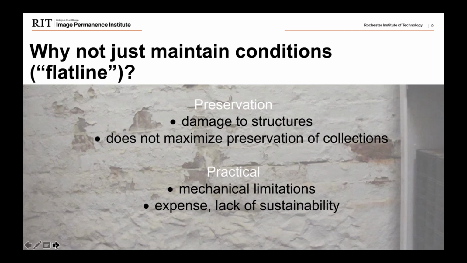And additionally, it's not always practical. We mentioned before, but it is very difficult for mechanical systems to turn out a constant flatline condition. And for those of you who may be able to do so, it's even more difficult to do that without incurring considerable expense and certainly a lack of sustainability. So as those outside conditions change, and we're still trying to provide the same conditions inside, we're having to do increasingly more work on that air in order to provide those conditions.